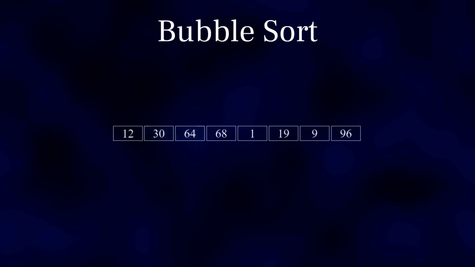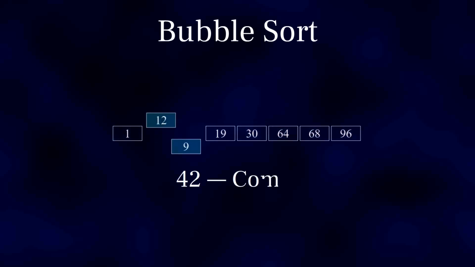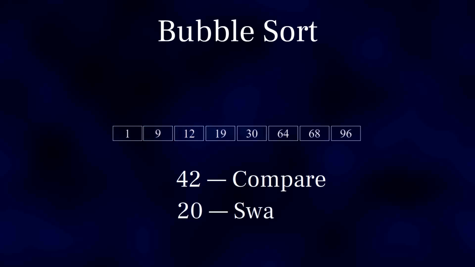However, this method requires multiple passes through the array, and we often find ourselves rechecking values that have already been sorted. While simple, bubble sort is not very efficient. It requires 42 compare operations and 20 swap operations, giving a total of 62 operations to sort just these 8 numbers.